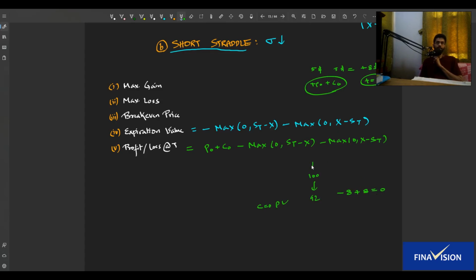And also let's say it goes up to 108. In that case, the put expires without value but the call gets exercised. In that case also the loss is minus 8 and the initial cash flow is 8. So this is equal to 0. So here also the break-even is defined in the same way. This is equal to strike plus the sum of the premiums. This is one break-even price, the upside break-even price, and the downside break-even price is X minus the sum of the premiums.